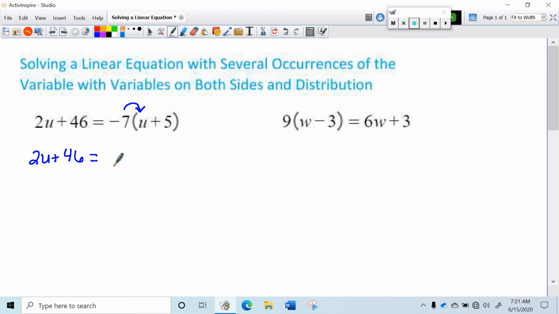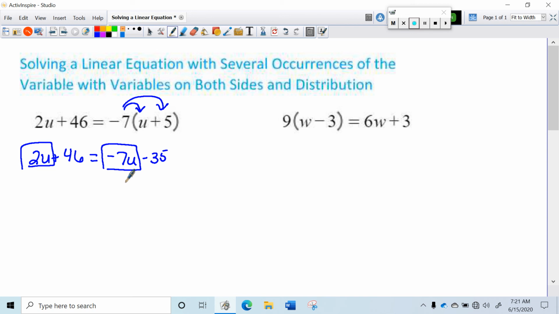So negative 7 times u is negative 7u. And negative 7 times 5 is a negative 35, because when you're multiplying, it takes two negatives to cancel it out, and I don't have two negatives there. I only have one. Okay, now your goal is to get these letters together. Now I always move the smallest one. So I have a 2 and a negative 7. Smallest number there is negative 7, because negatives are always smaller than positives.